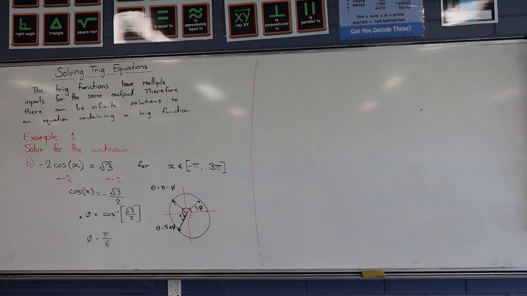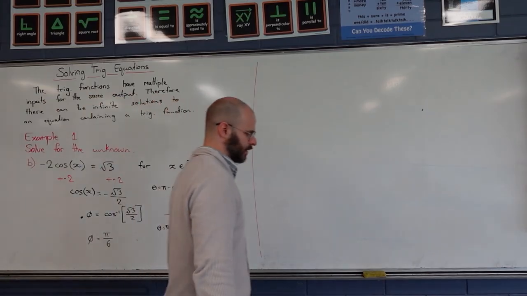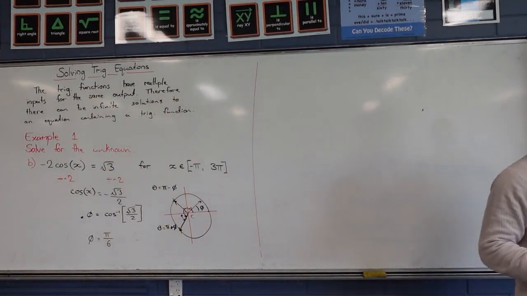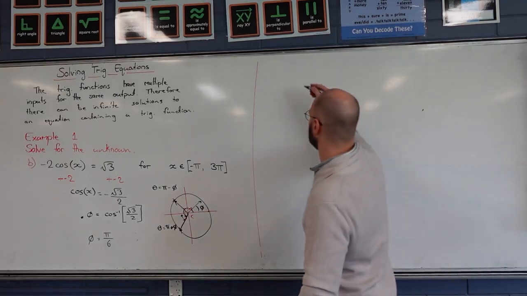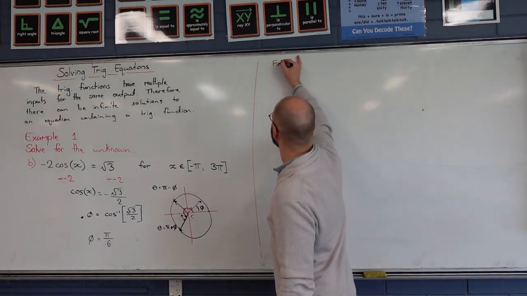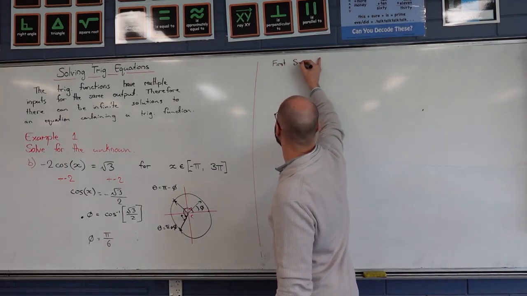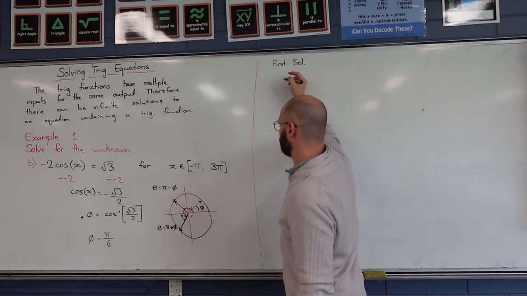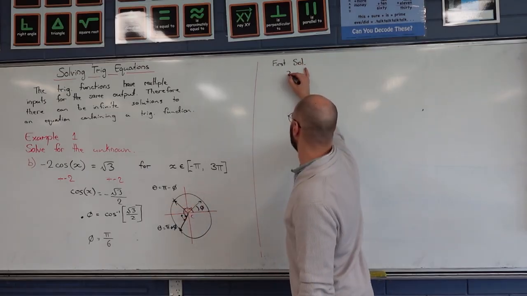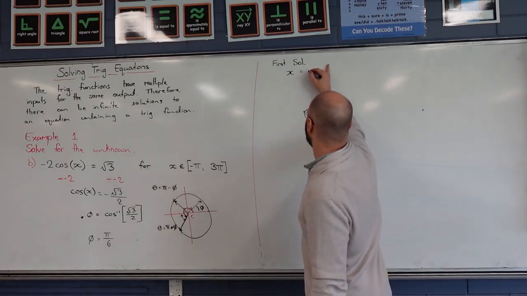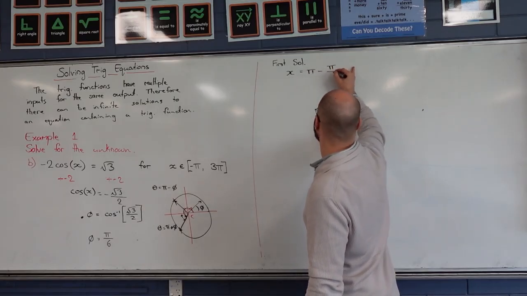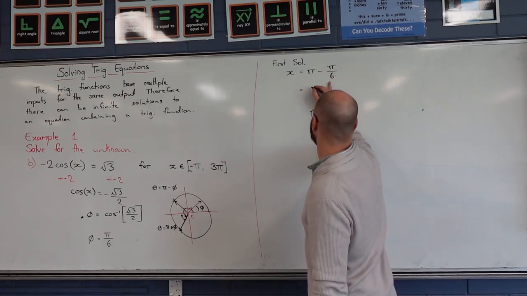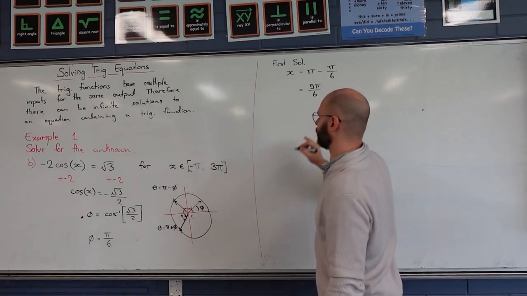All right, next part. This is where it gets a little bit tricky. We need to start solving for our solutions. Our first solution is going to be this quadrant over here. So x is going to be pi minus pi on 6, which is going to give us 5 pi's over 6.